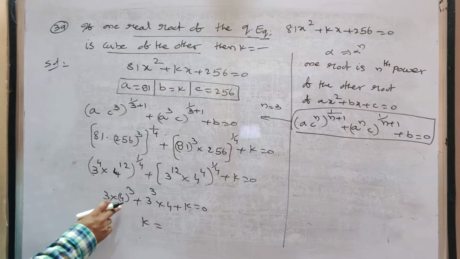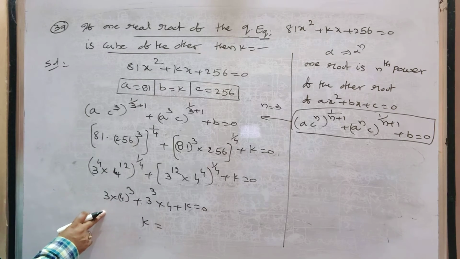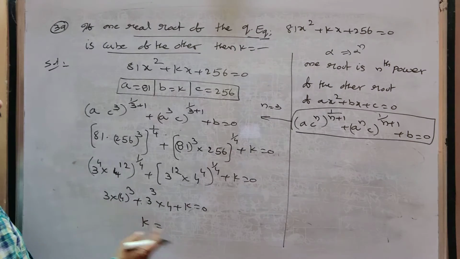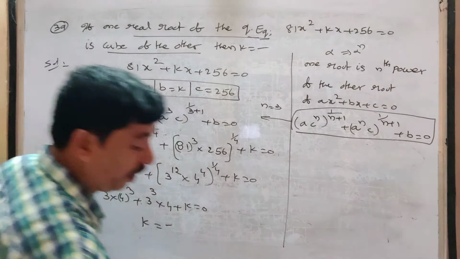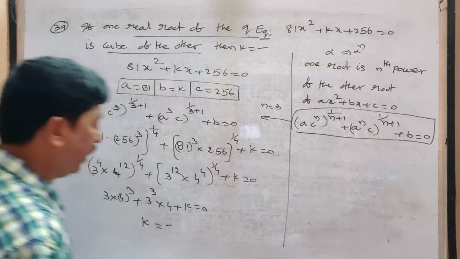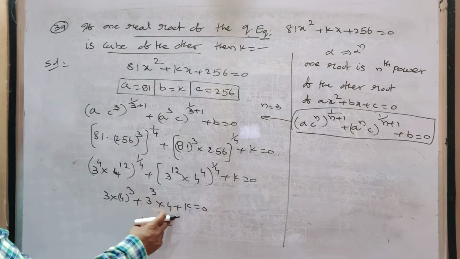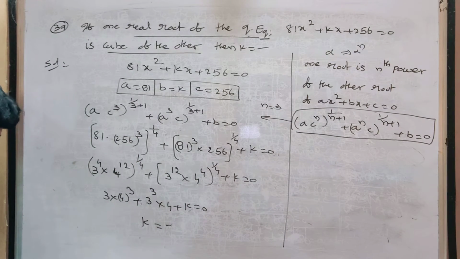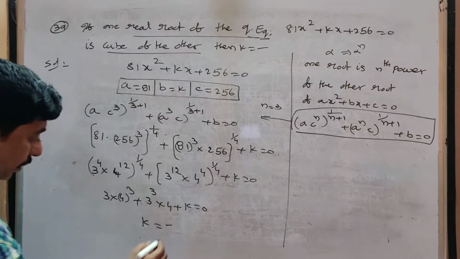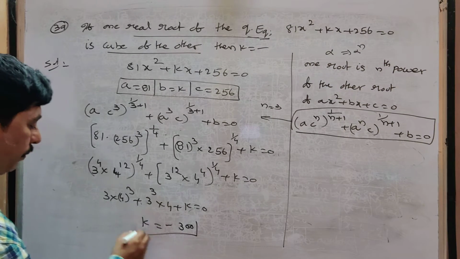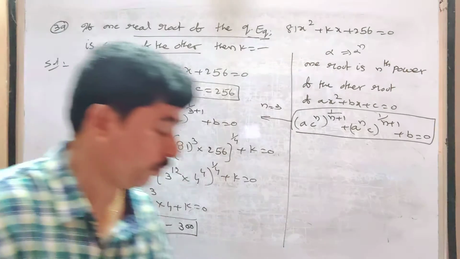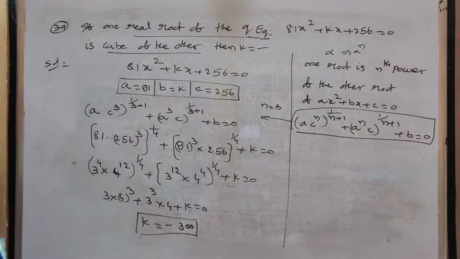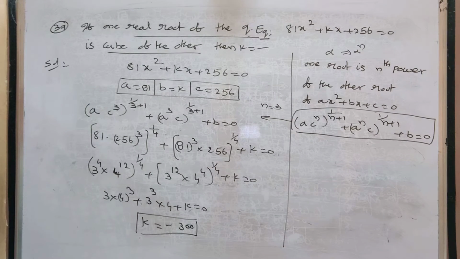4 fours are 16, 4 sixteens are 64. Do the calculation: 27 into 4 is 108, and 108 into 4 is 432... Final answer we get minus 300. Check the solution.